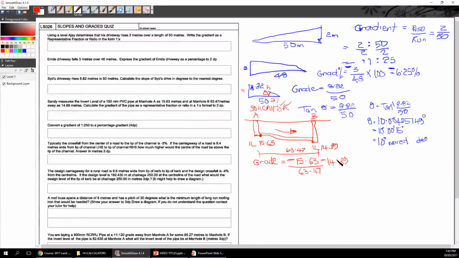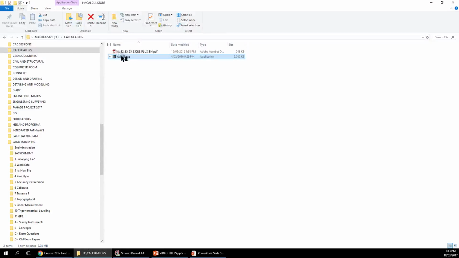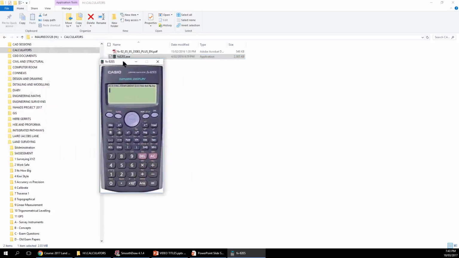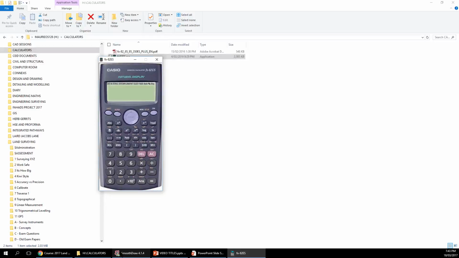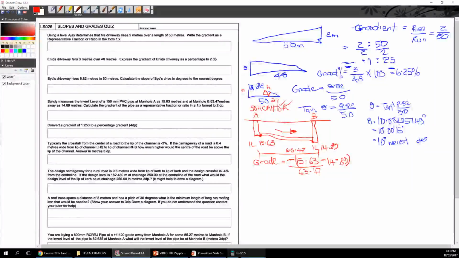So to all of those people that are thinking, what is he doing? And that should be in a bracket actually, because yeah, the negative just indicates that it's going downhill. So I'll just check that that is 14.89. Yes, now get my calculator out, which has conveniently disappeared. So I'll just have to make it appear again. Poor little calculator got frightened out of the picture altogether. And back to smooth draw and get our calculator back up.